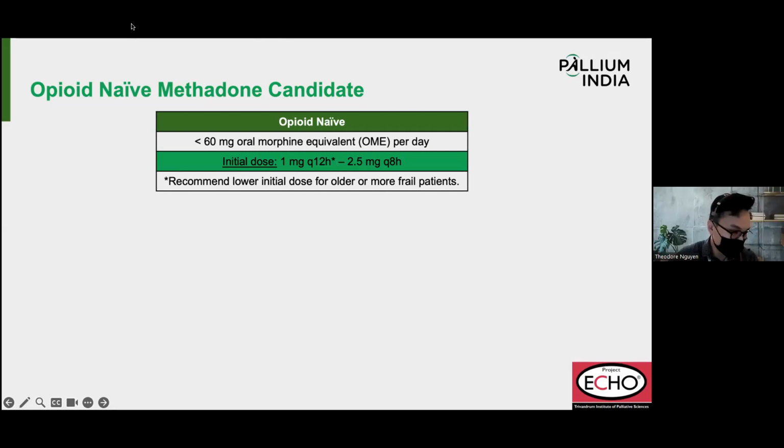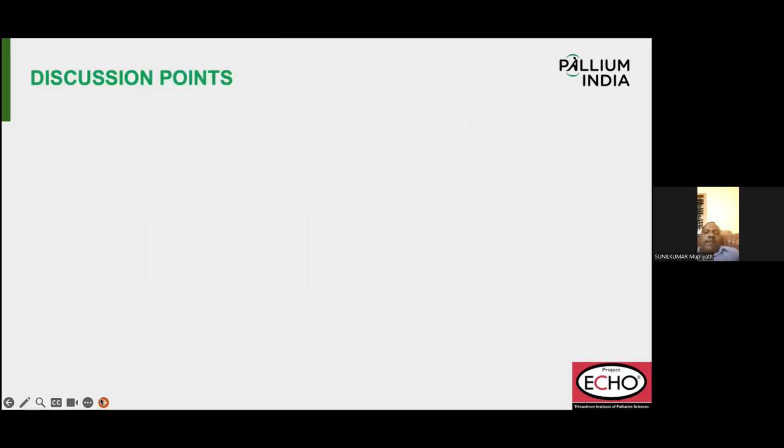There's another question: what are the legal implications of prescribing methadone in India? I'll defer that to Dr. Sunil. Yeah, in India, we have ENDs. ENDs means essential narcotic drugs as per the NDPS Act, that is the Narcotic Drugs and Psychotropic Substances Act. So we have 6 ENDs: codeine, oxycodone, hydrocodone, morphine, fentanyl, and methadone. If you know how to prescribe morphine, all these opioids coming under ENDs have the same legal implications.